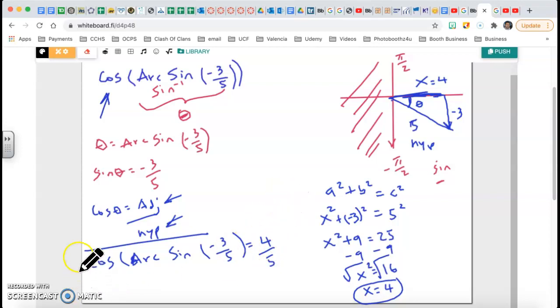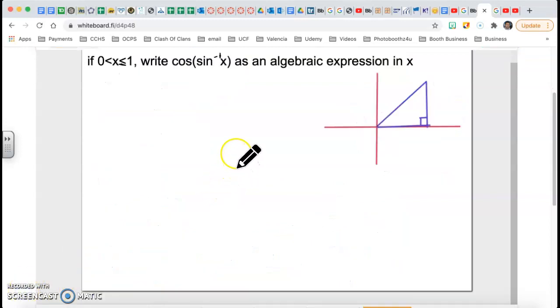All right, let's do one more with variables. Okay, now we have another problem, same idea, but now we have variables. So they're saying if x is between 0 and 1, write the cosine of the inverse of sine of x as an algebraic expression in x. Couple things. X is between 0 and 1, greater than 0, less than or equal to 1. Why? Because my cosine function is defined between 0 and 1.